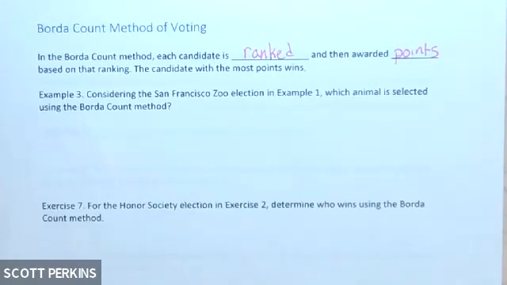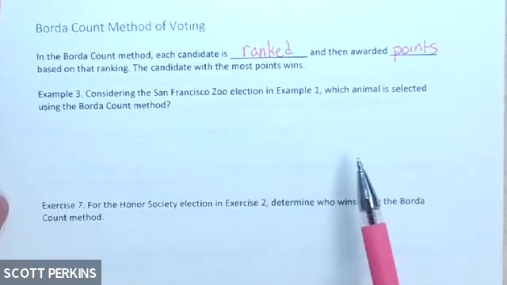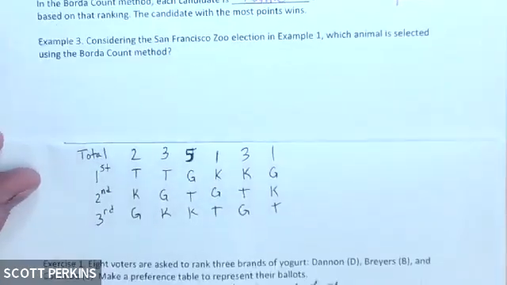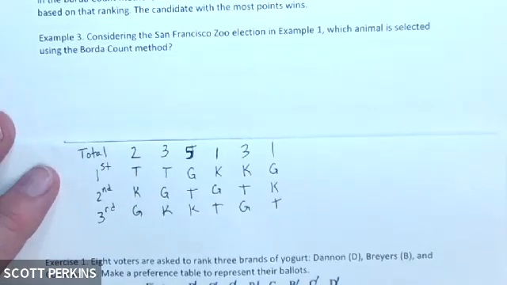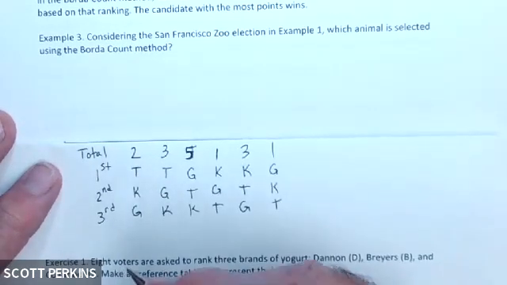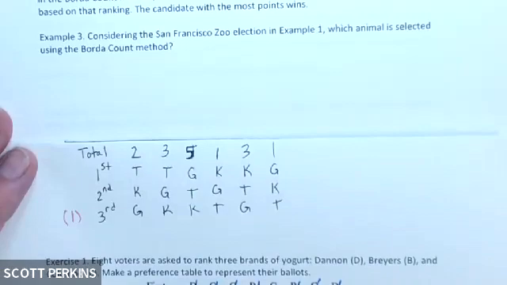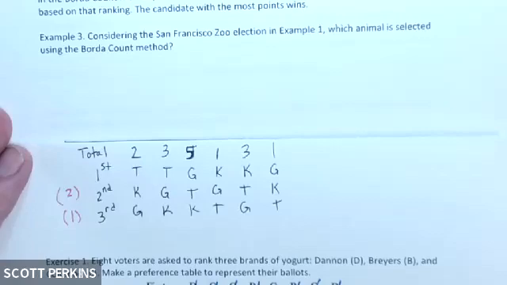So example 3, I'm going to do example 3 just to show you how we do the Borda count method. So considering the San Francisco Zoo election that we did in example 1, which animal would be selected if we did the Borda count? So I'm going to go back to my preference table. I'm going to fold my page so that I can hopefully fit this on the page. So here is my preference table for the Borda count. And so what we're going to do is this. For each third place vote somebody got, we're going to give 1 point. For each second place vote, we're going to give 2 points. And for each first place vote, we give 3.